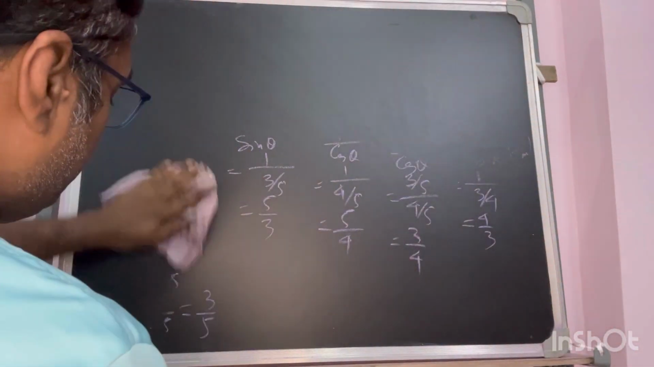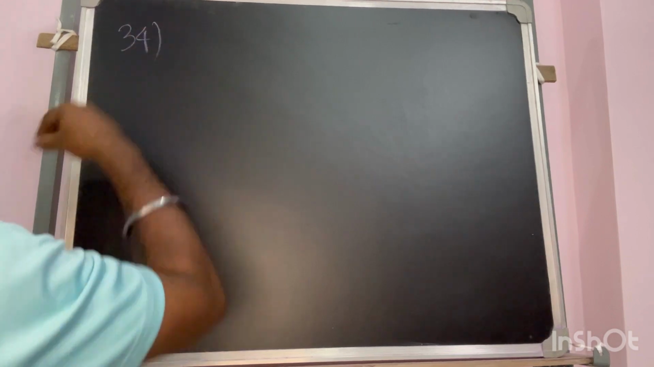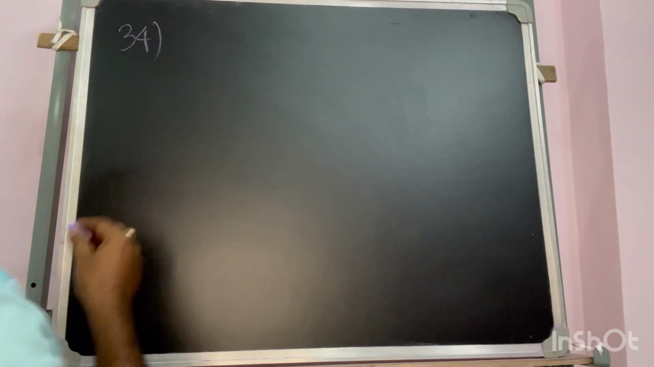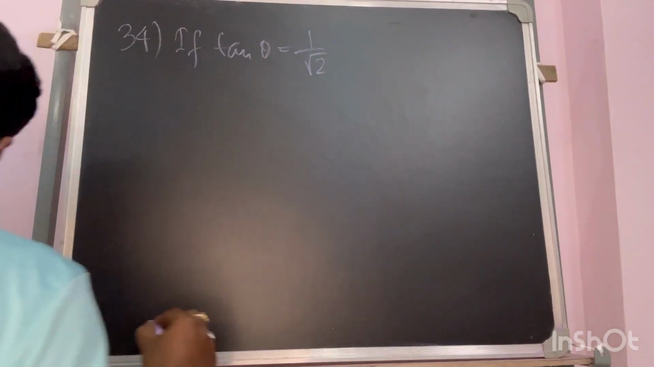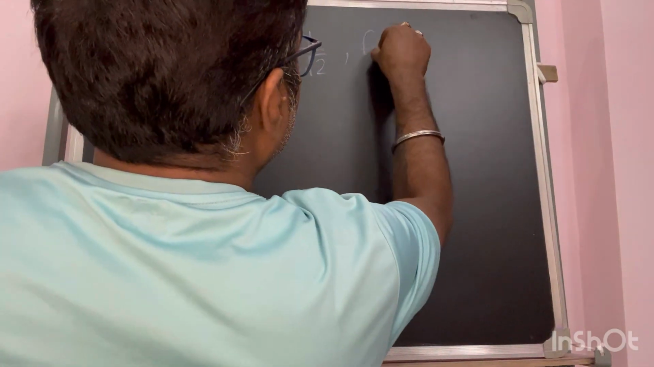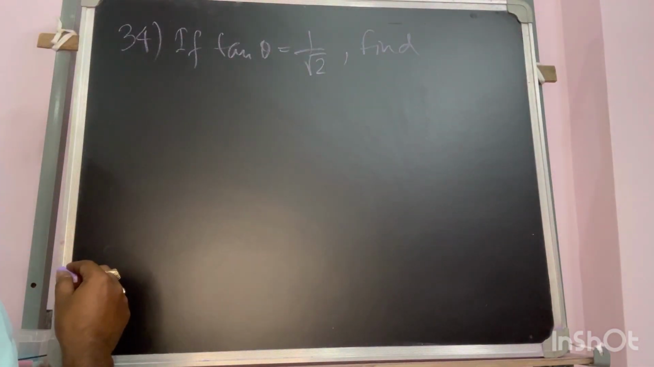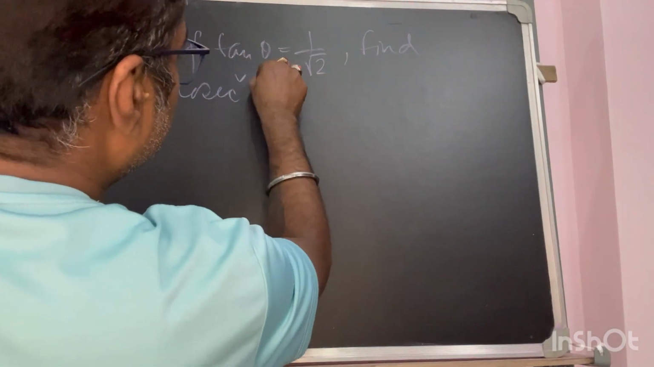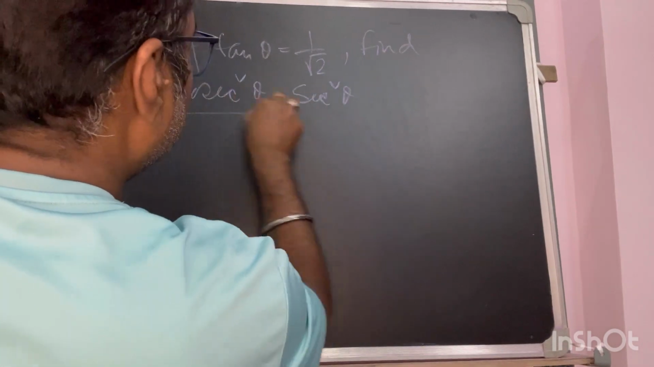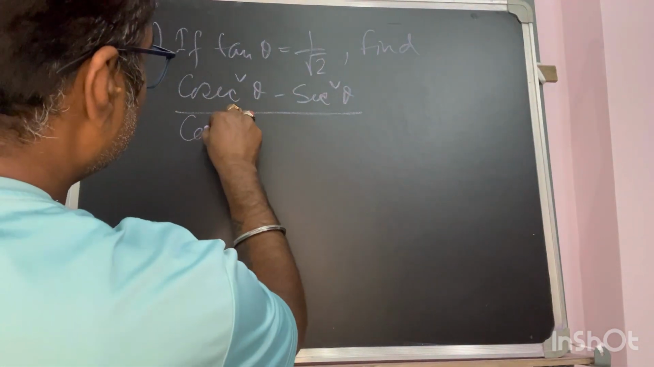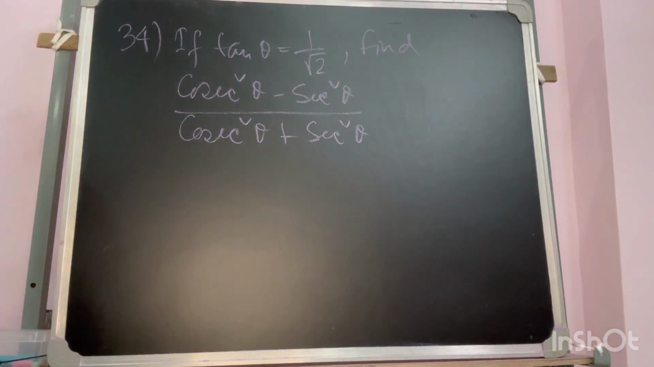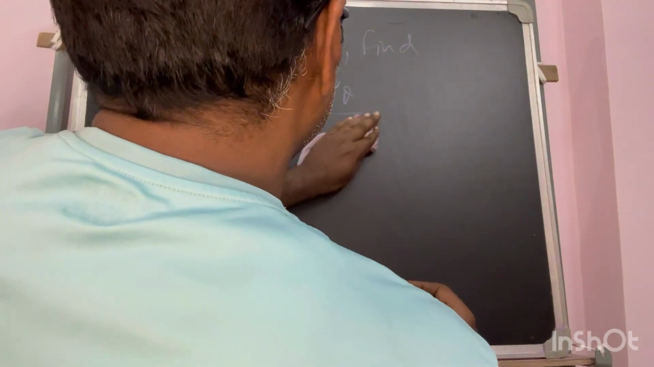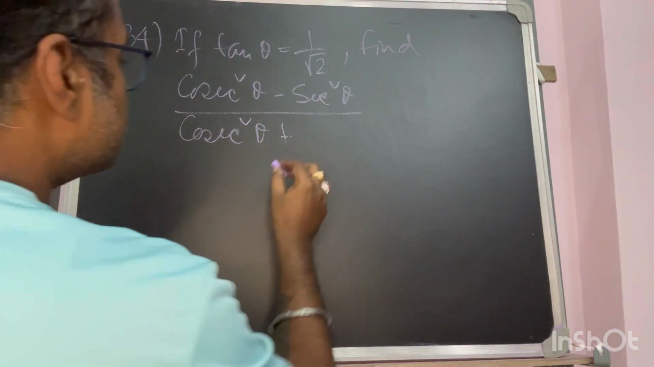Moving to 34. If tan theta is equal to 1 by root 2, find the value of cosec square theta minus sec square theta upon cosec square theta plus sec square theta.